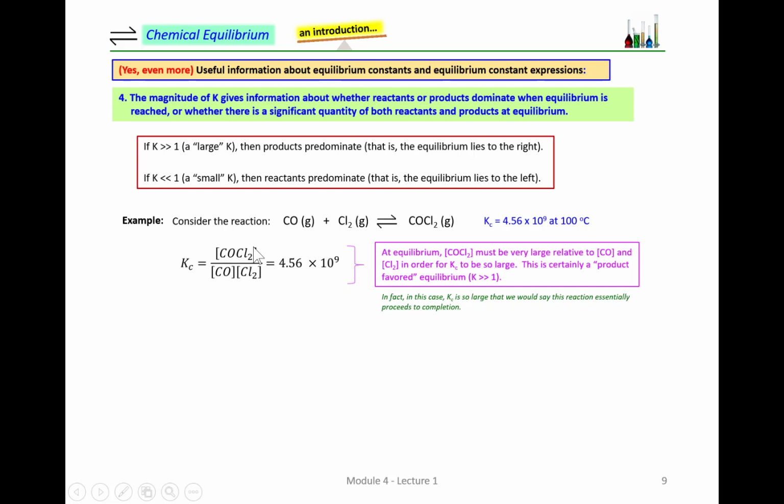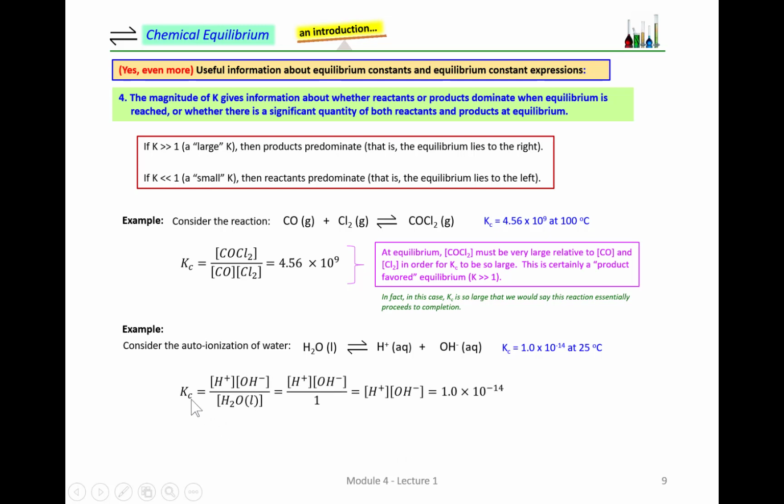How about the autoionization of water that we talked about or presented before? Well, the Kc for this equilibrium is quite small. It's equal to 1 times 10 to the minus 14 at 25 degrees C. That truly is much less than 1, so it's a very small K. If we write out the expression for Kc, of course, for water, we have a 1, and so Kc equals H+ times OH-. That number turns out to be 1 times 10 to the minus 14.